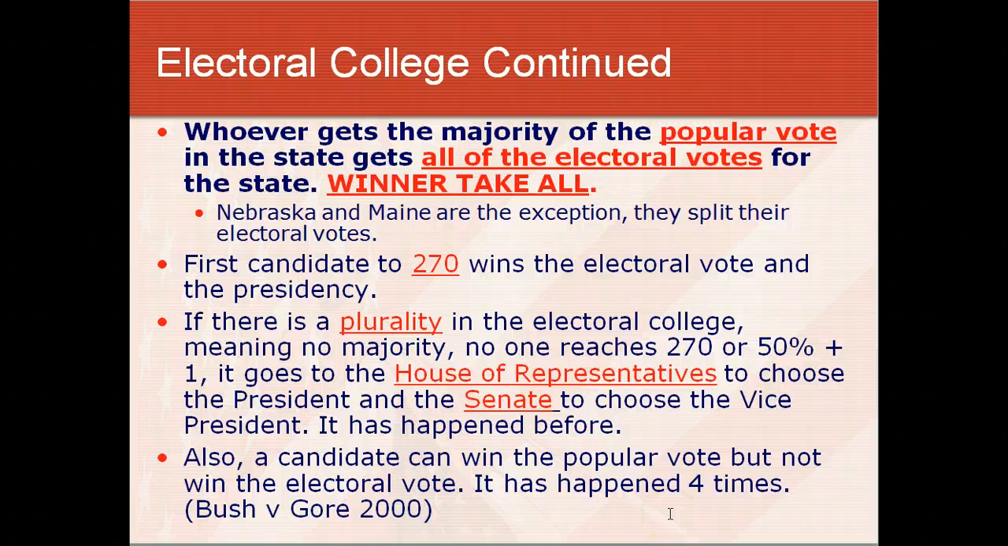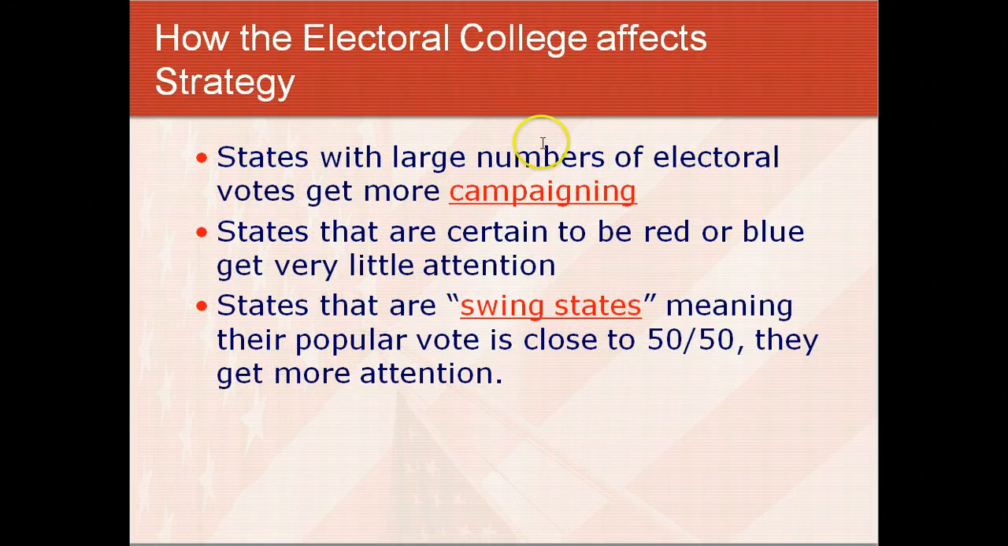Also, a candidate could win the popular vote but not win the electoral vote, and this has happened 4 times in our nation's history, most recently with Bush versus Gore. So those are 2 big concerns with the Electoral College vote. But mostly it's important to know that it is a winner-take-all system. In 2008, more people in Indiana voted for Obama, so he got Indiana's 11 electoral votes. But in 2012, more people voted for Romney, so Romney got Indiana's 11 electoral votes.